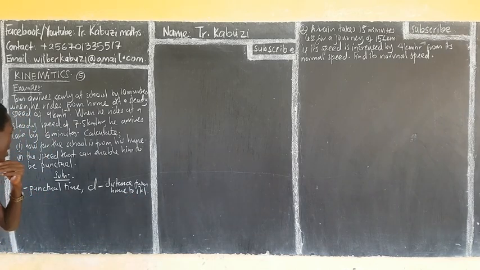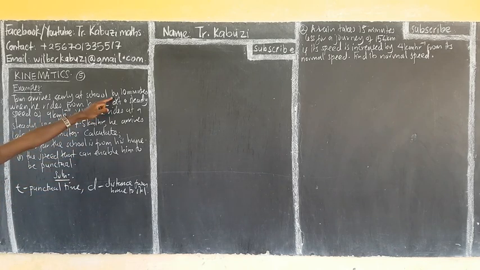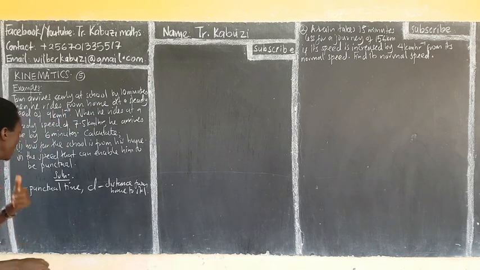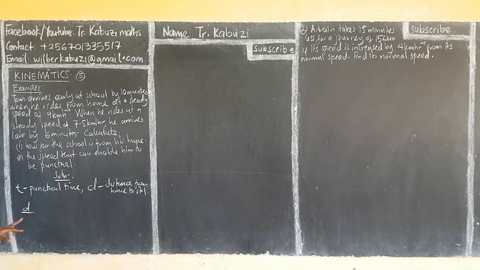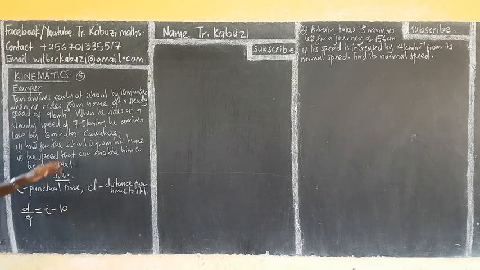Now, going through the question, they're telling us that he arrives early at school by 10 minutes when he rides from home at a steady speed of 9 kilometers per hour. So the distance between the school and the home over the speed, using 9, is going to give us the time. The punctual time is early by 10 minutes, so it's going to be T minus 10 minutes. But because these are minutes, we have to convert them into hours, so it's 10 over 60 hours. Why? Because the speed was given in kilometers per hour.